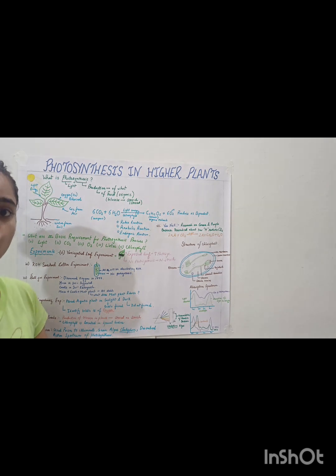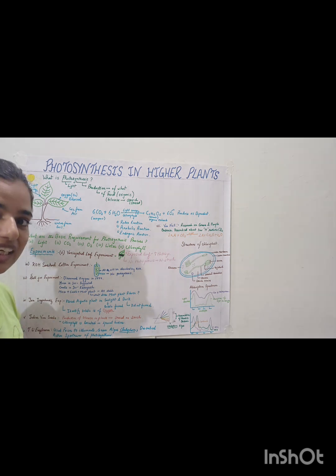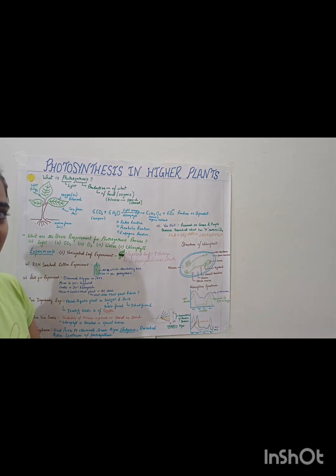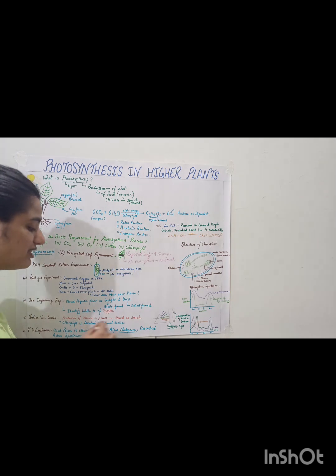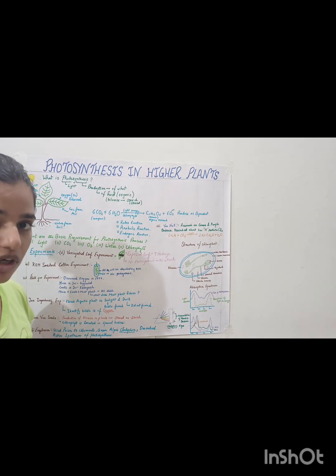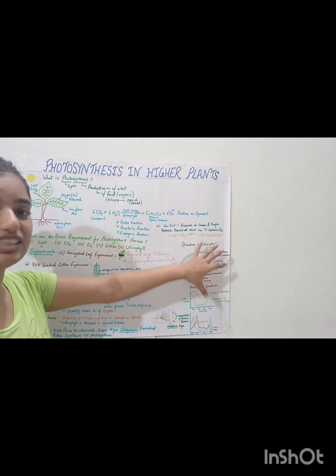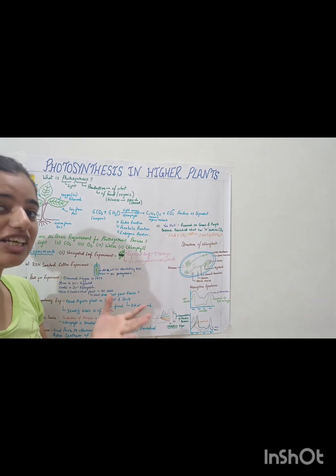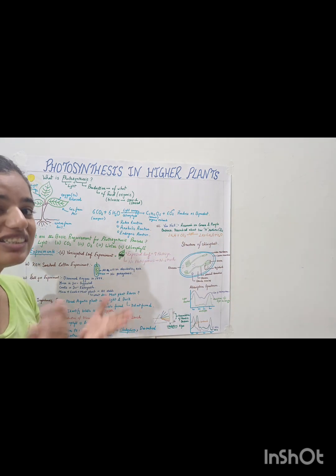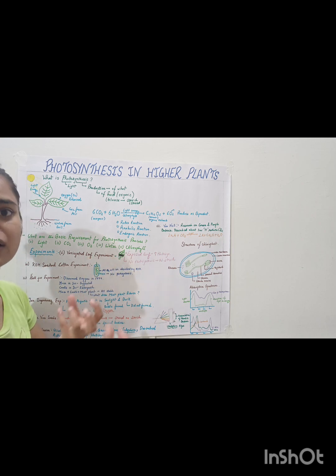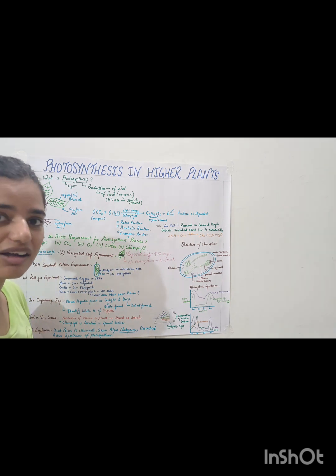In the next experiment, it was said that glucose is produced in the plant in the process of photosynthesis, which is stored in the form of starch, and the chlorophyll is present in special bodies. And what are those special bodies? Those special bodies are chloroplasts, which are present in the mesophyll cells where the process of photosynthesis occurs.